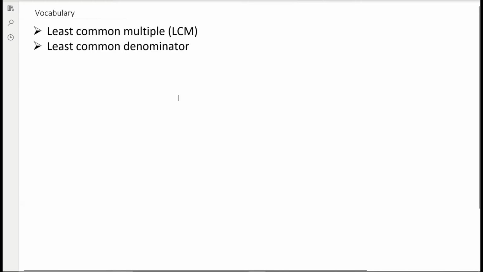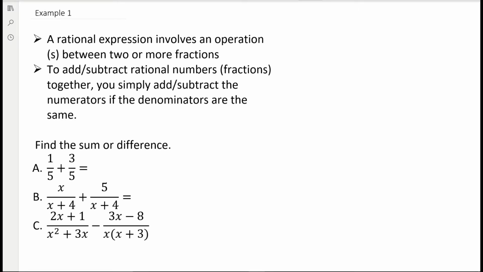Alright, so we're going to need to know what a least common multiple is and a least common denominator. A rational expression involves an operation or operations between two or more fractions. In this case, we'll be focusing on expressions with addition or subtraction. So in order to add or subtract rational numbers, which are basically fractions, we'll simply need to add or subtract the numerators if the denominators are the same.